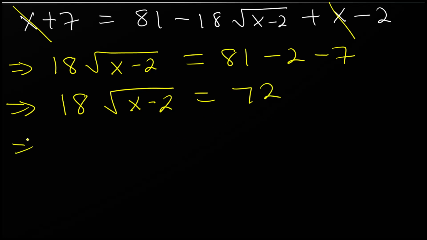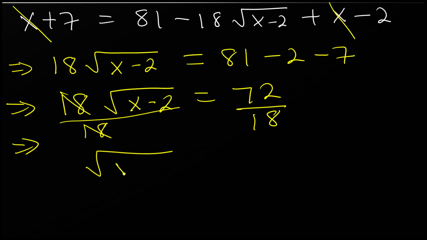Now from here we can divide both sides by 18. So this one will cancel. I will leave the square root of x minus 2. 18 here, 4. 18 here, 1. 18 here, 4. So we have 4.